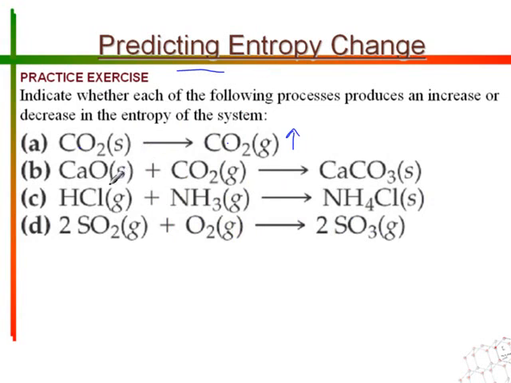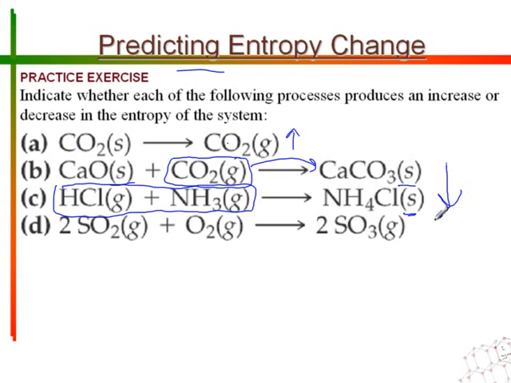The second one, you got solid on both sides, and then this is the only place where gas is showing up. And I guess I can include part C as well. You got two gas molecules over here, and then you have a solid over here. In both cases, that phase change going to the solid is actually decreasing the entropy of the sample, just based on the phase change. And this is really the easiest one to identify in terms of predicting entropy change.